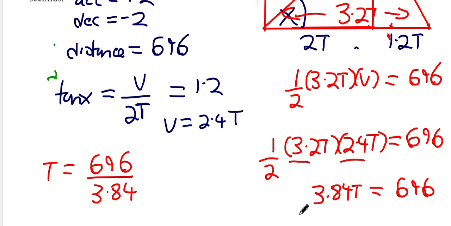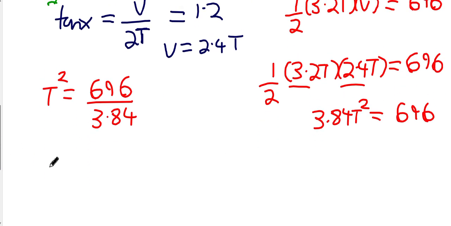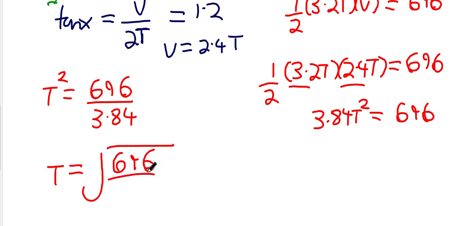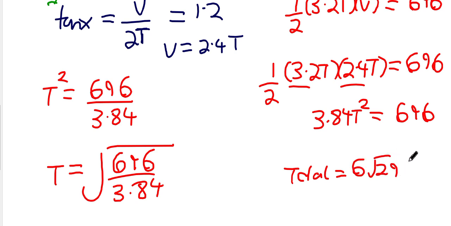Something went really wrong. Oh, t squared. Ah, the t squared got us. So what I want you to now do is to square root this. I knew that number was way too big. It was a proof question, wasn't it? We had to prove that total time is 6 root 29. So it was way too big. So what do we get now?